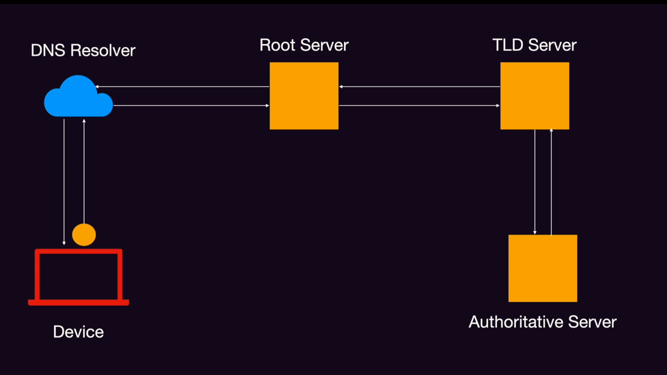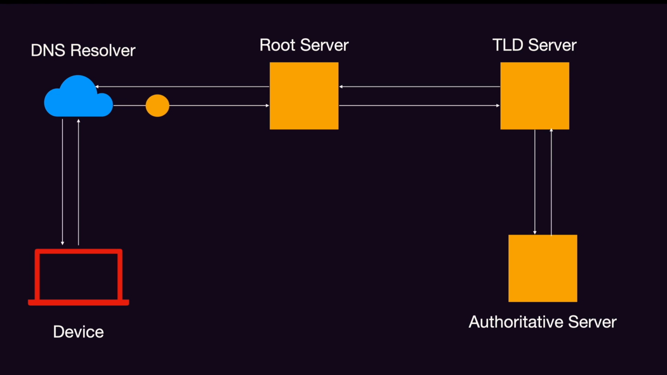First, your browser will check the local cache. Your system first checks whether it already knows the IP address from a past visit or not. If not, the query is sent to a DNS resolver, usually provided by your ISP, that is Internet Service Provider. The resolver is responsible for finding the correct IP address. If the resolver doesn't know the answer, it starts querying DNS servers in a specific order.